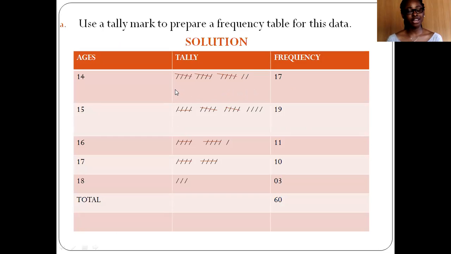In the tally, like I told you, when you get to the fifth one, you use a stroke to cross the first strokes. This is it. On that first stroke, this is 5, 10, 15, this is 16, and this is 17. So let's count for 15 years.